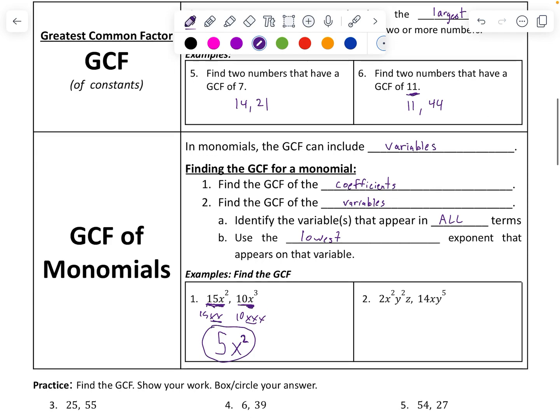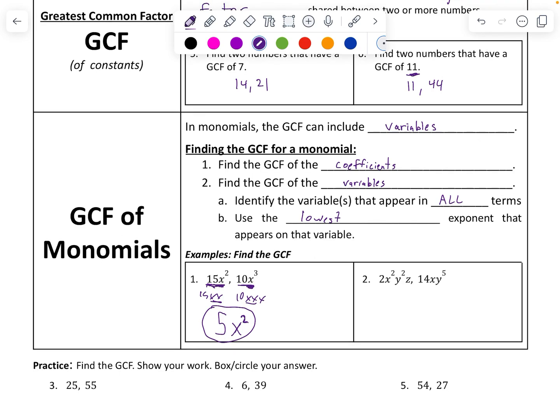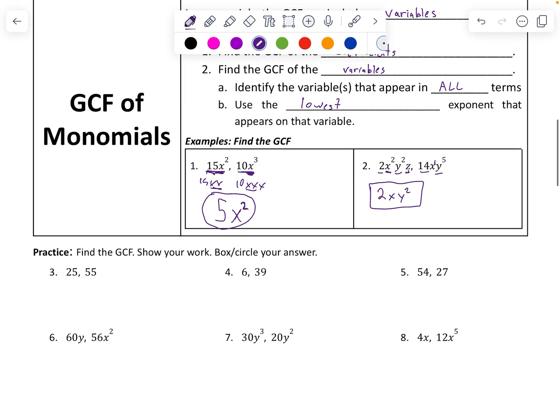And let's quickly look at example number 2. We're almost done with these notes. Greatest common factor of 2 and 14 is just 2. And it looks like they each have an x. That's an x to the 2, that's an x to the 1. The lowest exponent is a 1, so my greatest common factor will just be x to the first power. They each have a y in them, so that can be a greatest common factor too. The smallest exponent is a squared on the y, the other one's a fifth. And this first term has a z, the other one does not, so that is not part of the greatest common factor. And that is pretty much it.